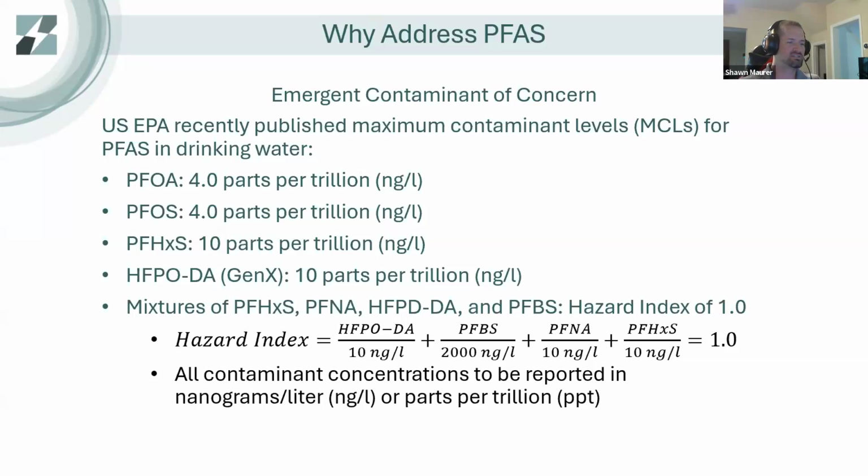So the hazard index looks at a couple of other PFAS materials, has some concentrations. You can see how the hazard index is calculated there at the bottom. All the contaminant concentrations are to be reported in nanograms per liter or parts per trillion. They're an equivalent metric there.